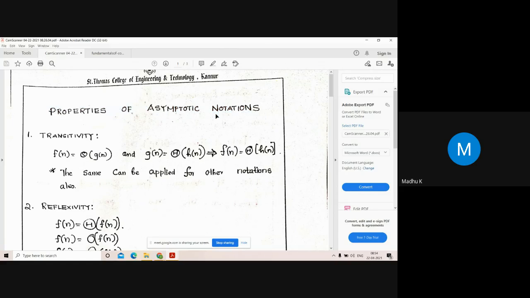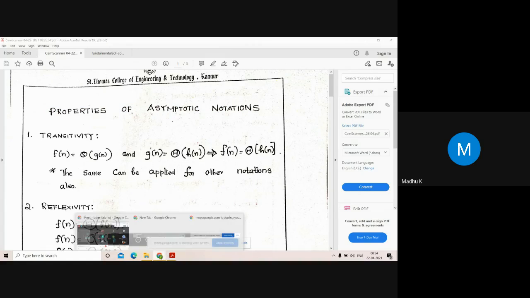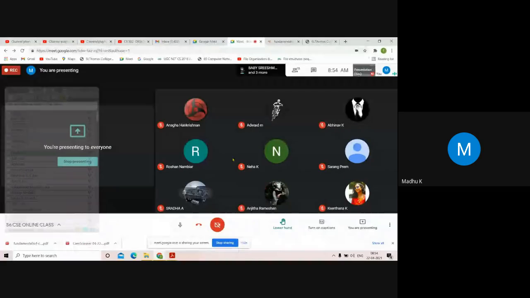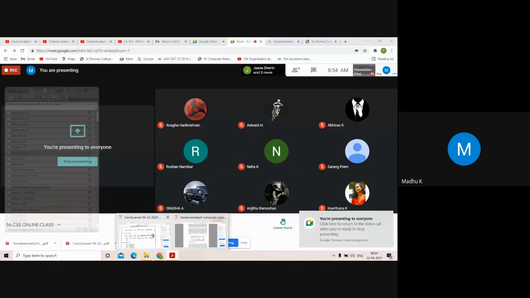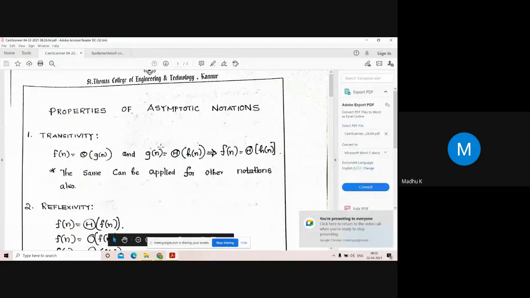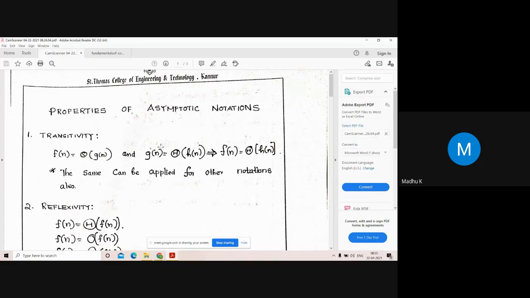Which are the different asymptotic notations? Big O notation, then theta notation, then big omega notation. Other notations are little o notation and little omega, or small omega. These are the different notations we are commonly using.